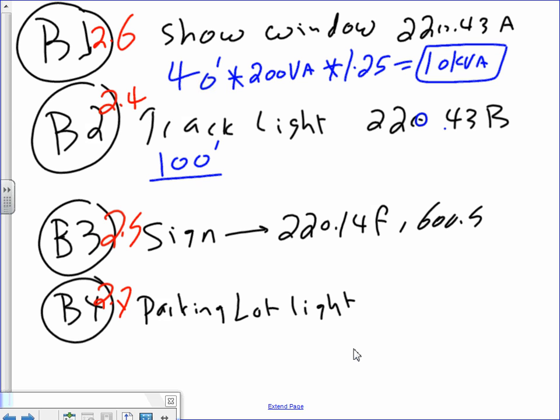Okay, so here's how we do the math. You divide the 100 by 2. Why did I divide it by 2? Yes, and you multiply that by 150, and you multiply that by 1.25. Why 1.25? Are you guys annoyed so far?